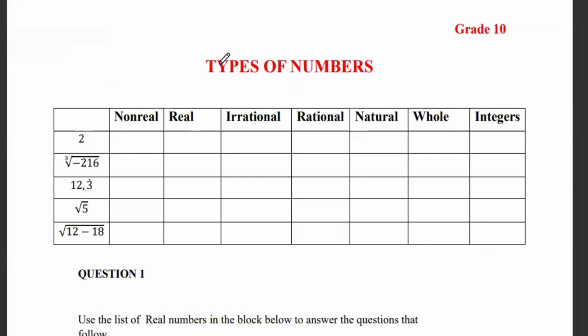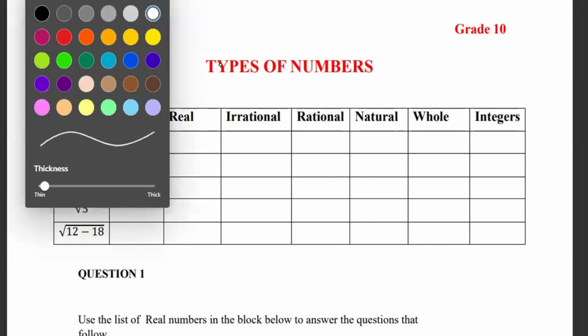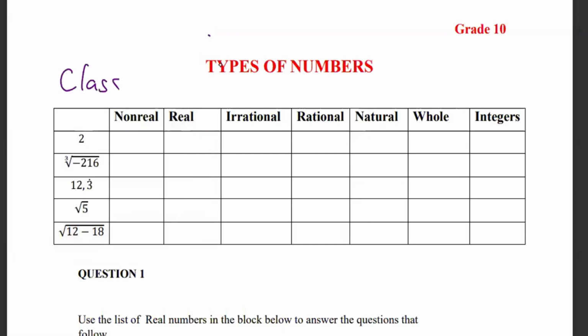Here we have a question where they want us to classify. The question is telling us to classify the following numbers. We can use a tick, or we can simply use a star or a cross. So let's look at 2. 2 is a normal number that we deal with. So 2 can either be non-real or real. We choose one, so it's real.